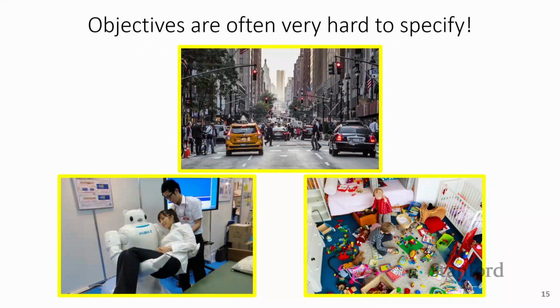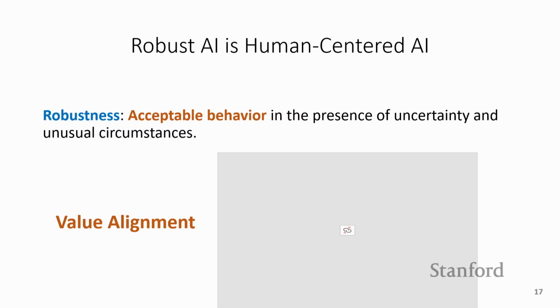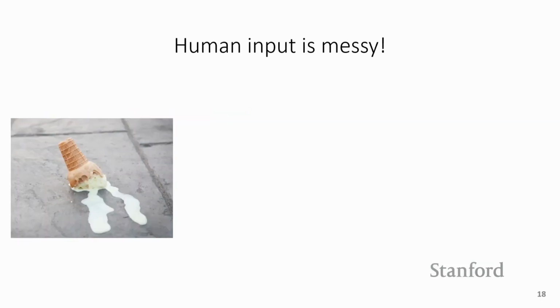Going back to these problems, we really need some interaction with the person to help us figure out what these systems should be doing. So I'm going to define robustness as acceptable behavior in the presence of uncertainty and unusual circumstances. And I'd like to highlight these keywords here, acceptable behavior. I think this really brings us back to this idea of value alignment, which is, how do we get these systems to do what we as people really want? Apologies on the link. And so how does this work, though?